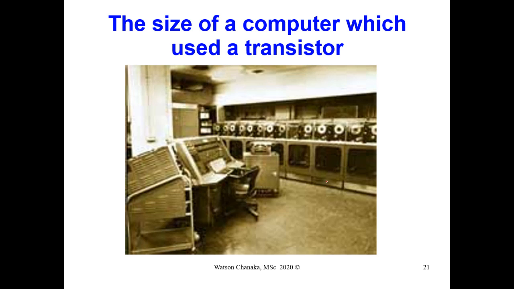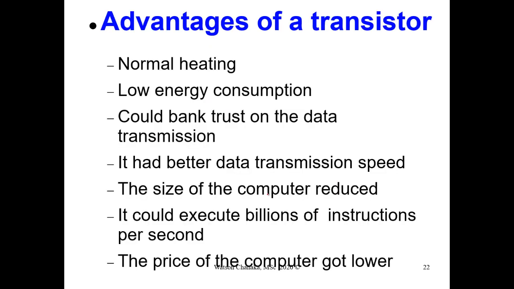If you look at this image, the computer which used a transistor reduced its size. Why? Okay, I'll explain that part later. Let's look at the advantages of using a transistor. Normal heating. Why?